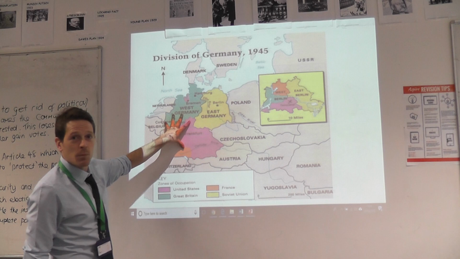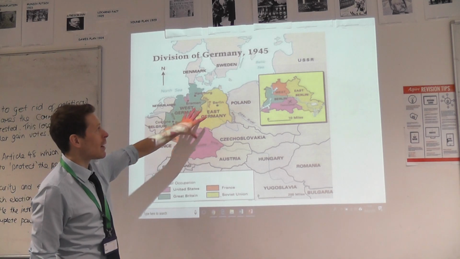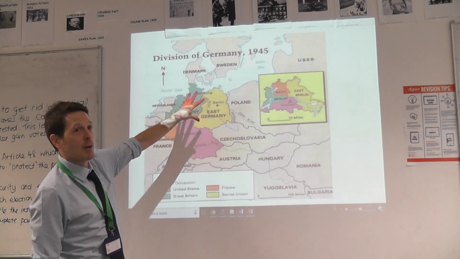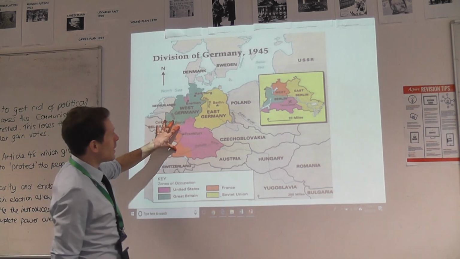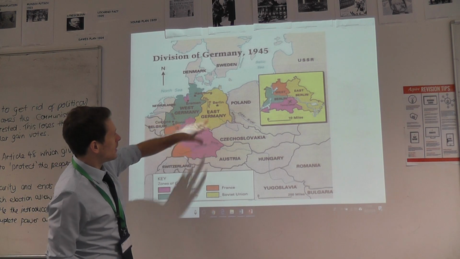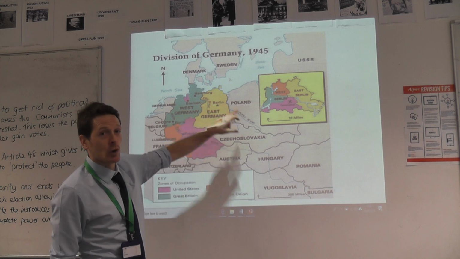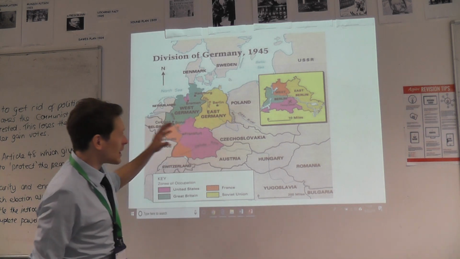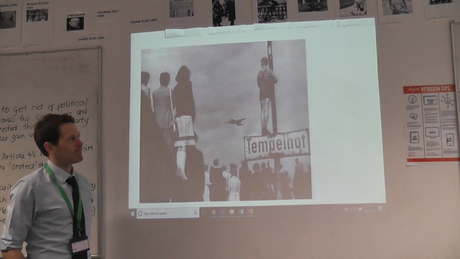West Germany becomes a capitalist half, and East Germany becomes a communist half. So effectively, you end up with 4 zones, East and West Germany, and 4 zones of Berlin as well. So that is the situation in 1945.